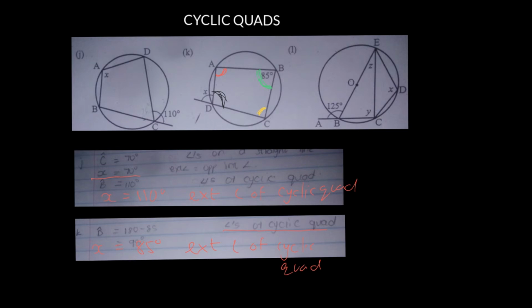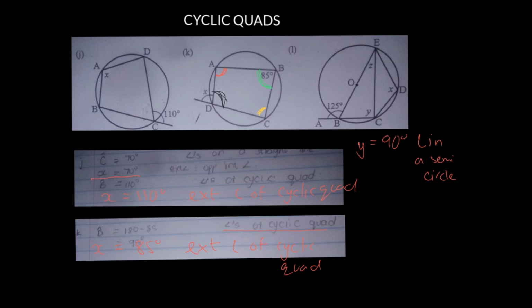Okay, now question number L is a little bit more complicated because there's a bit more going on here. First of all, can you see that line BOE is a diameter? It goes through the center of the circle. So straight away, that means that Y is equal to 90 degrees, and our reason is angle in a semicircle. Okay, so we know what Y is.